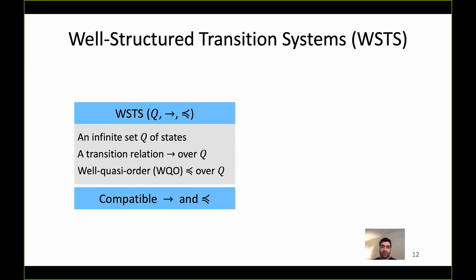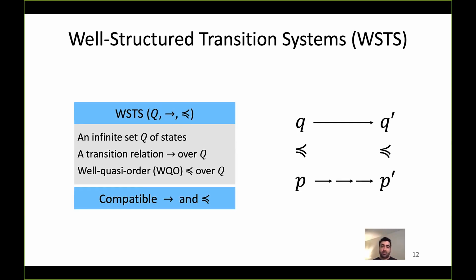More importantly, we call a transition system well-structured if the transition relation and the well quasi-order are compatible. And compatibility is defined as follows. So if you have a transition from some state Q to some state Q prime, then from every state P that is bigger than Q according to the well quasi-order, there should exist a path to a state P prime that is bigger than Q prime according to the well quasi-order.